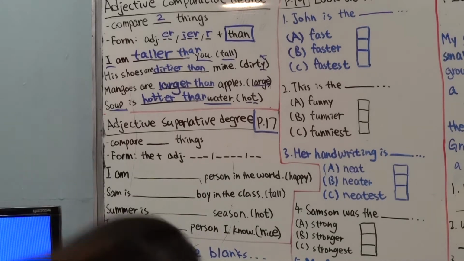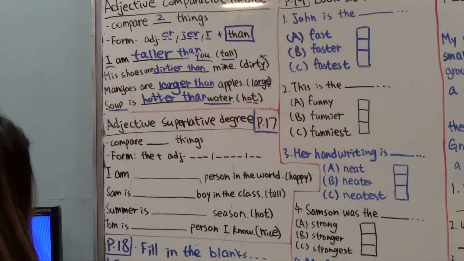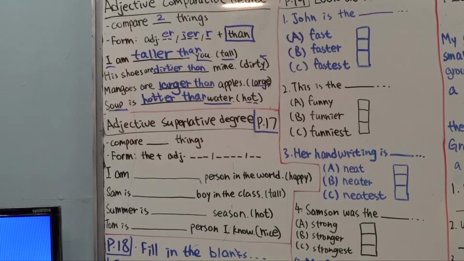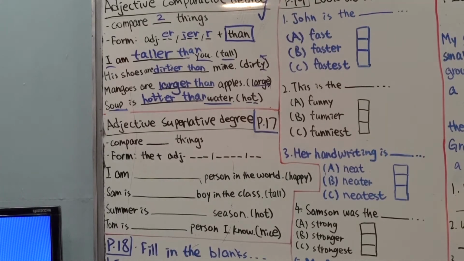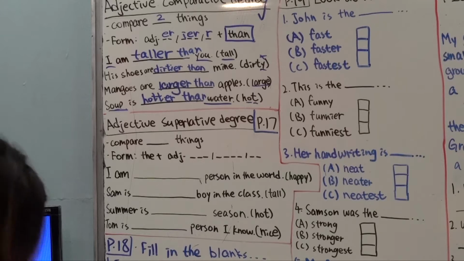Soup is hotter than water. Okay? So we are done with the comparative division. Now, adjective, superlative degree. So last time we have learned some of the rules about superlative, right? Let's start with the video again. Let's see if you remember, okay?